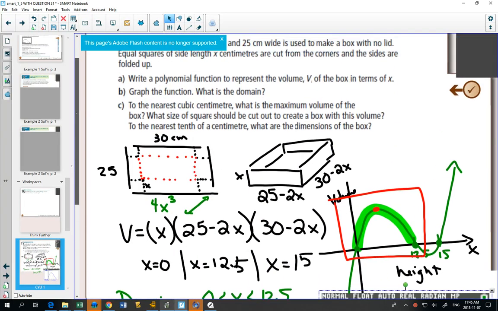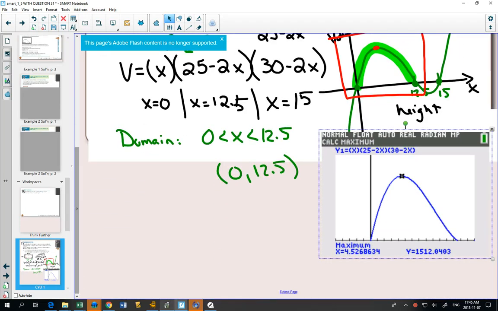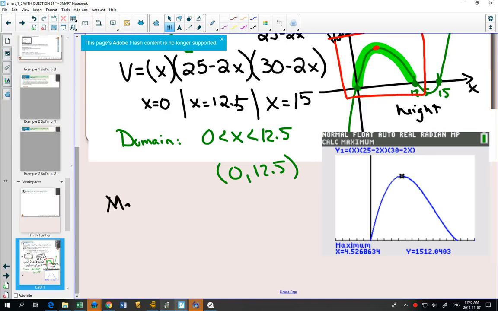The question was asking, what size of square should be cut out? What is the maximum volume? What are the dimensions? We have to be careful because I find that the questions from this unit often ask multiple things in the same question. So if you only answer one of them, that can be catastrophic because there were 3 things to ask and you only answered one of them. So it asked for the max volume. The max volume is 1,512. Did it say to the nearest tenth? 1512.0 centimeters cubed.